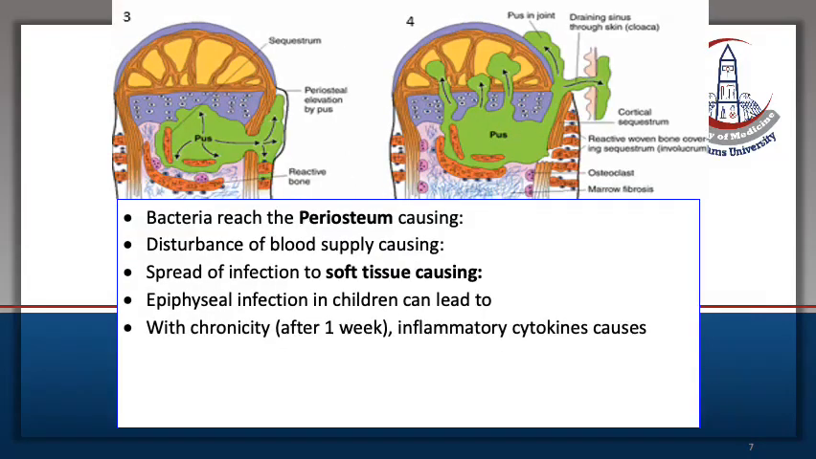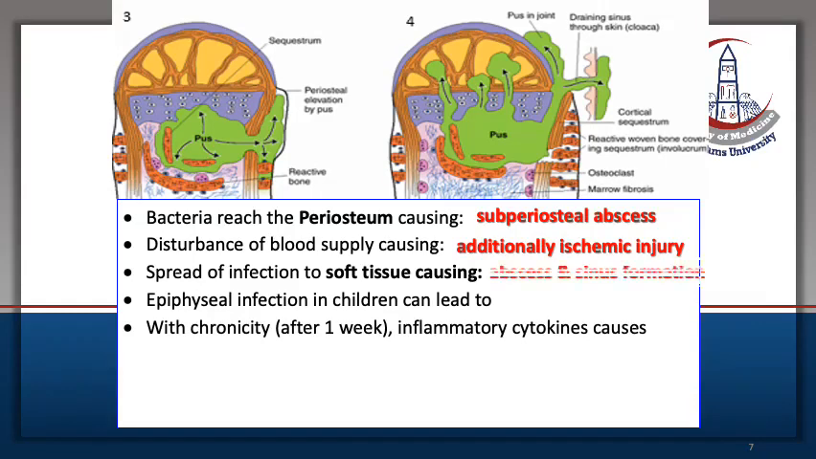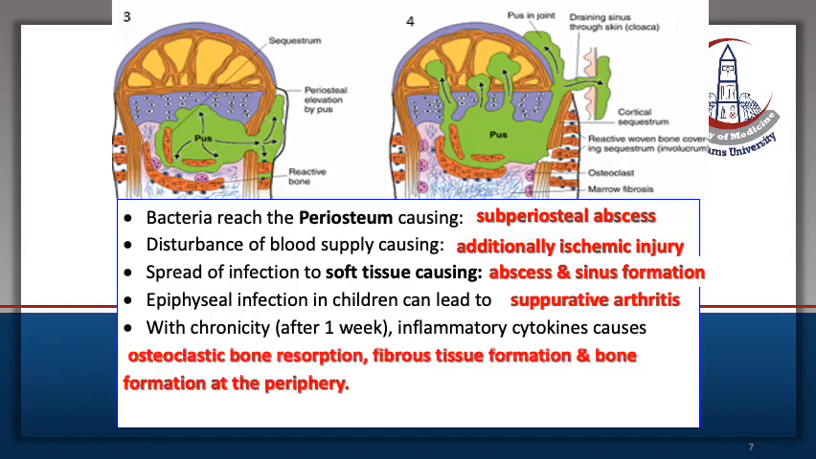When the bacteria reach the periosteum, it will lead to subperiosteal abscess formation. It will disturb the blood supply, causing ischemia, and it may spread to the soft tissue, causing abscess and sinus formation. It can affect the epiphysis in children, leading to suppurative arthritis, and the chronicity will lead to osteoclastic bone resorption and new bone formation.